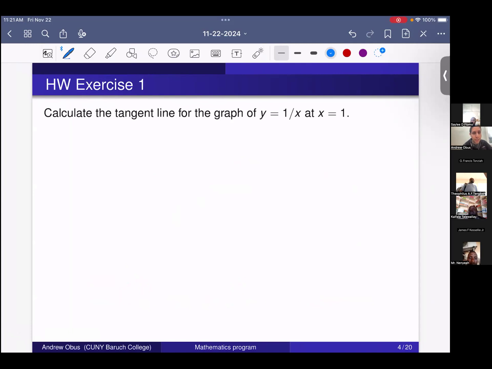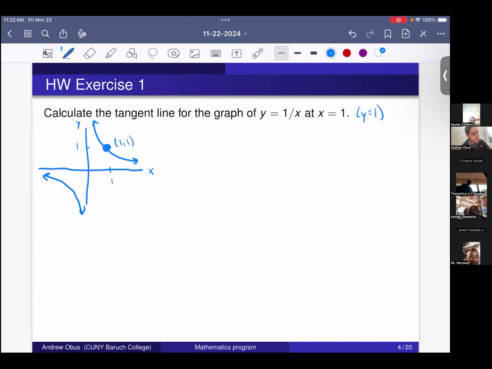So the first example was, let's calculate the tangent line for the graph of y equals 1 over x at x equals 1. So it's always good to draw the graph first. This is x and y, and this graph looks like this. Y equals 1 over x. The graph looks like this if you graph it on a calculator or on Desmos or something like that. And if this is x equals 1, you have x equals 1 and y equals 1, right? Because x equals 1 will give you that y equals 1 also. So we're at this point here, 1 comma 1, right?